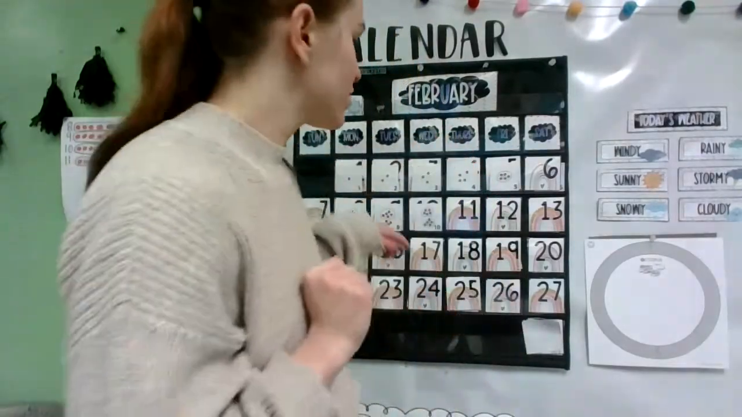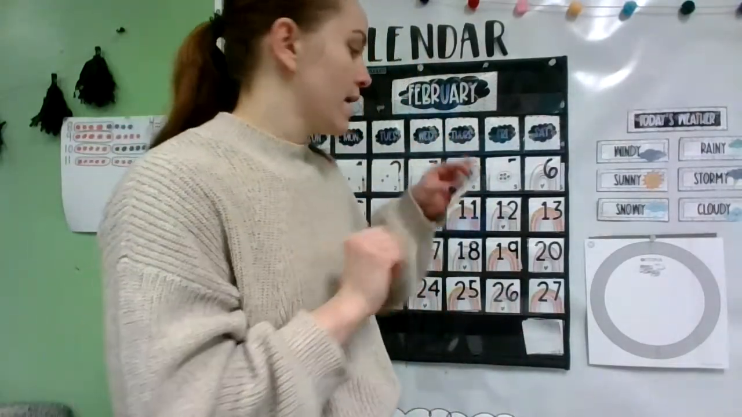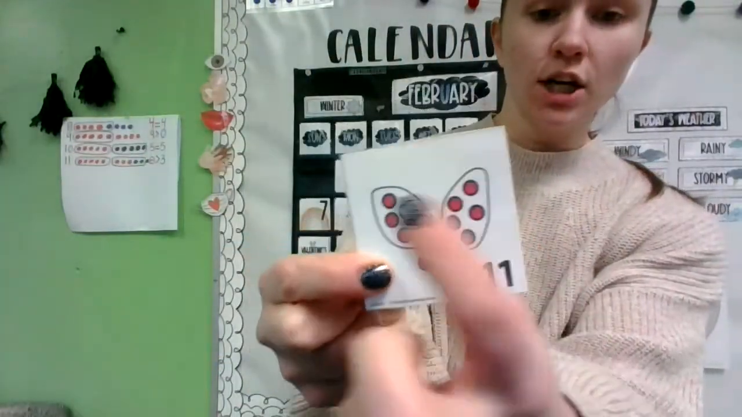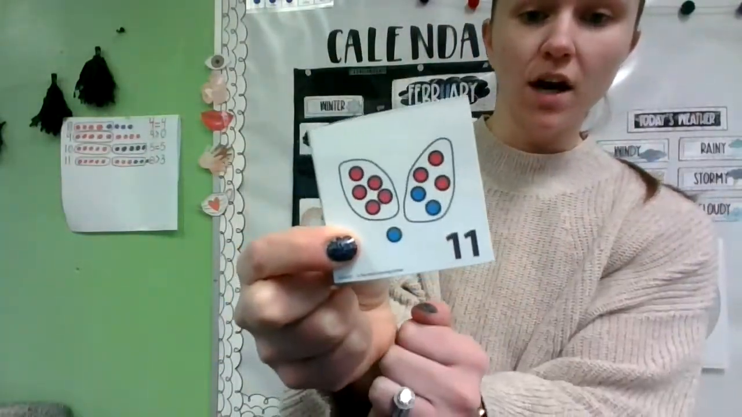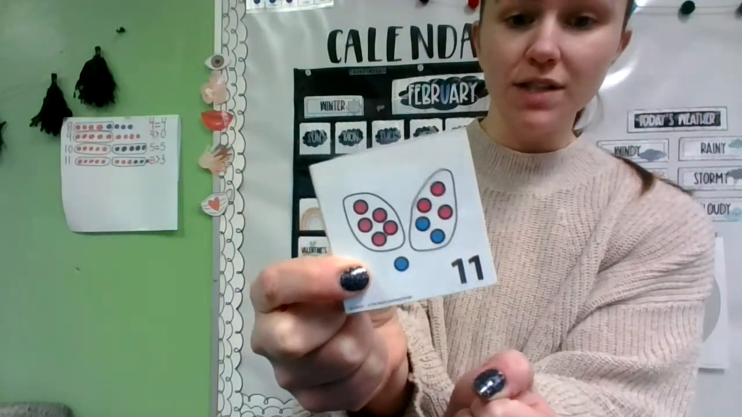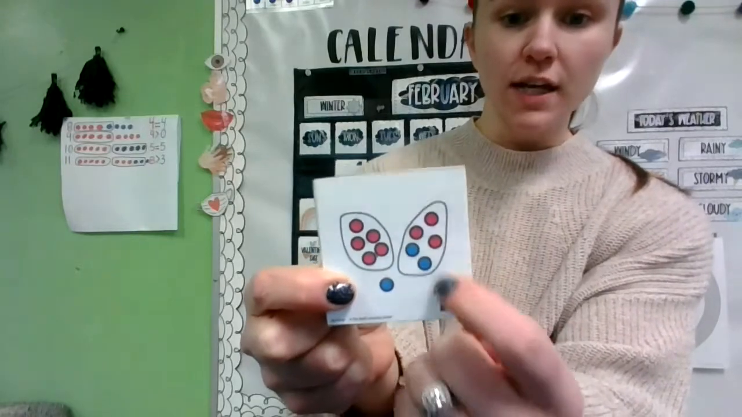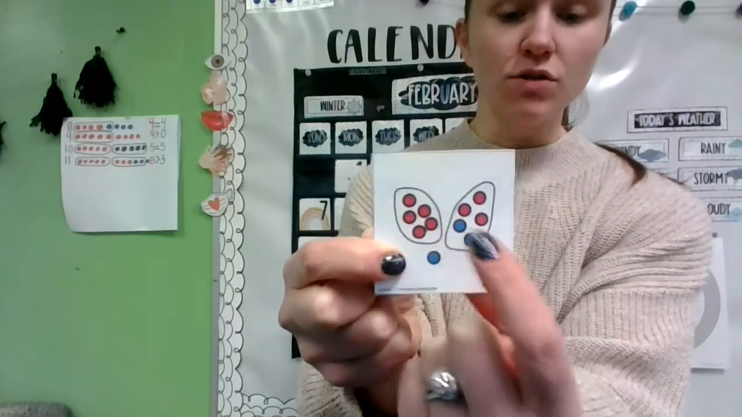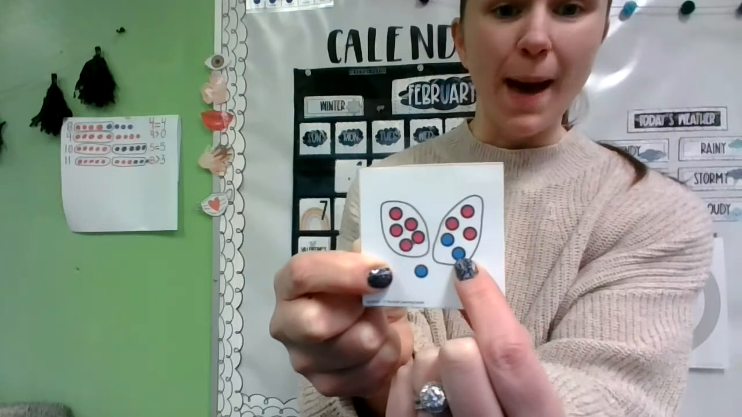Let's see. What do our dots look like? I notice there are 2 circles on my 11 card and one more. So I know without even counting that one of these circles is 5 dots, and another one of these circles is 5 dots. So if I count by 5s, I can skip count 5, 10. That means that I'm putting these 2 numbers together. I'm adding them with that plus sign.